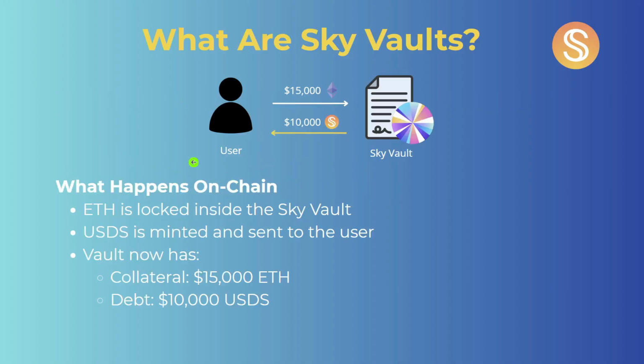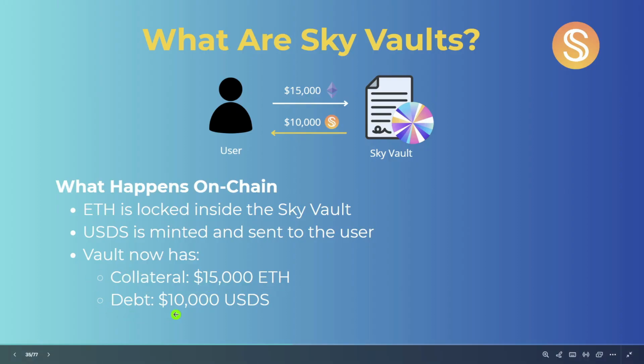So let's make an example. A Sky Vault is a smart contract, as we said. So for example, the user deposits 5,000 worth of ETH, and against this collateral receives 10,000 worth of USDS. So what happens on chain? The collateral is locked inside the Sky Vault. USDS is minted and sent to the user. So the vault now has a collateral of $5,000 worth of ETH, and a debt of 10,000 USDS that the user has to repay.